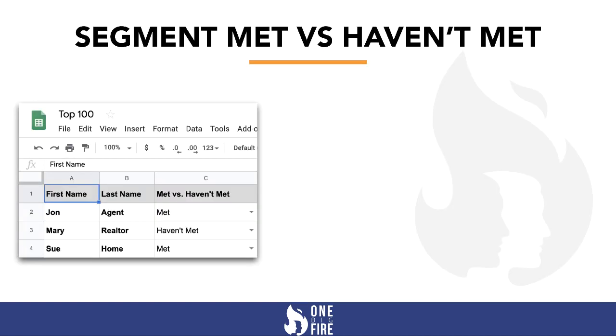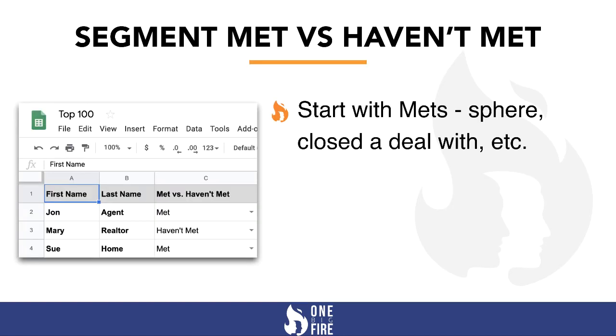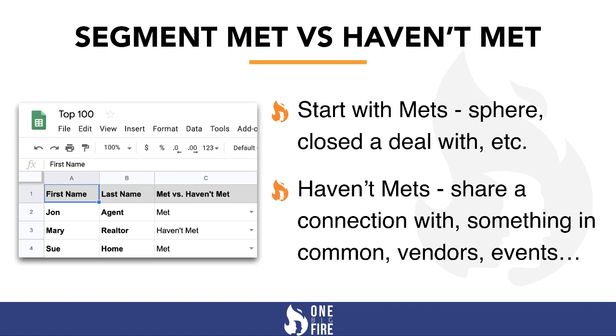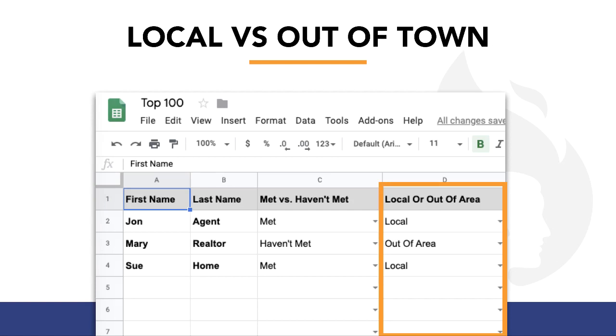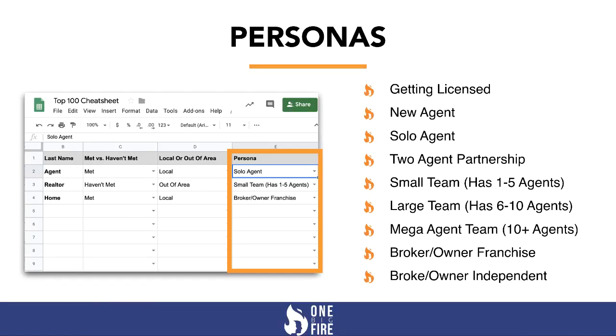Then you want to segment your top 100. You want to segment it again into your mets versus haven't mets. So start with your mets, your sphere, the people you've closed a deal with. Then there's your haven't mets. These are people that you might share some connection with. Maybe you have something in common. Maybe you use the same vendor. You attend the same events. But at the end of the day, these are people maybe you know of, but you don't know, and you need to get to know. Then you want to segment out local versus out of town. At the end of the day, there's several different types of personas, and that's going to be very important when it comes down to adding value and actually attracting these people.